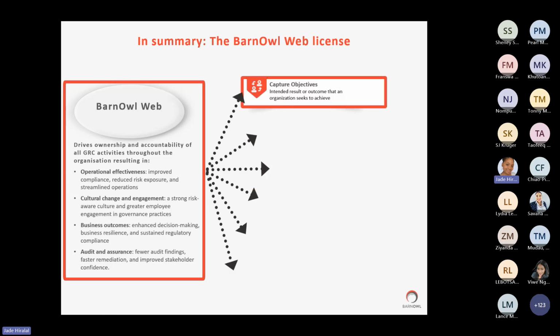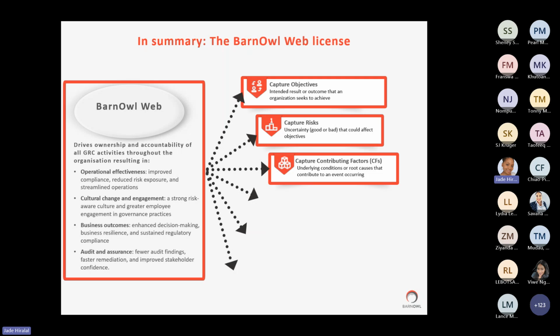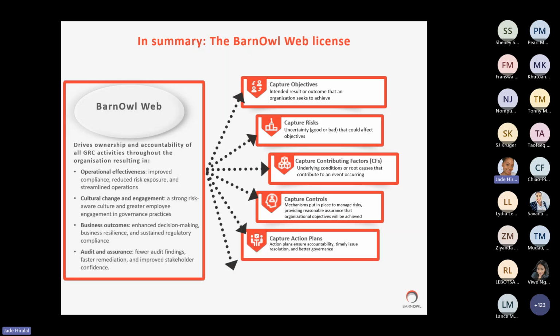So with BarnOwl, you can capture objectives, which are the intended result or outcome that an organization seeks to achieve. You can capture your risks, which are your uncertainty, whether good or bad, that could affect your objectives. You can capture your contributing factors, which are your underlying conditions or root causes that contribute to an event occurring. You can also capture controls, which are your mechanisms put in place to manage risks, providing reasonable assurance that organizational objectives will be achieved. You can capture your action plans. Action plans ensure accountability, timely issue resolution, and better governance.